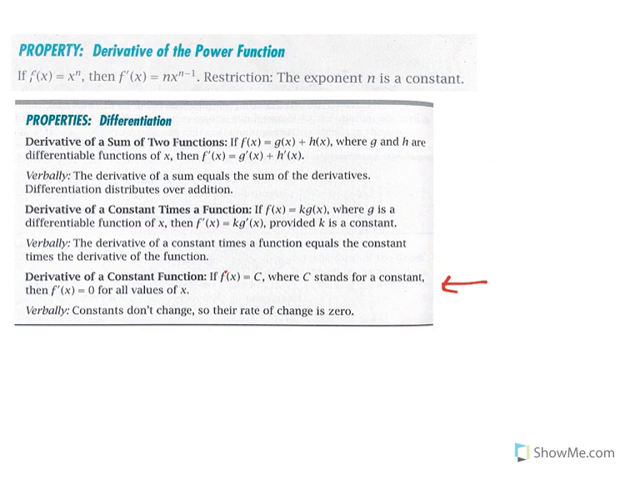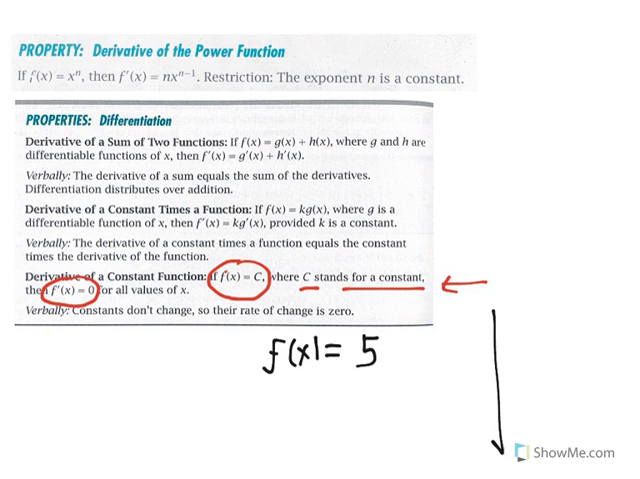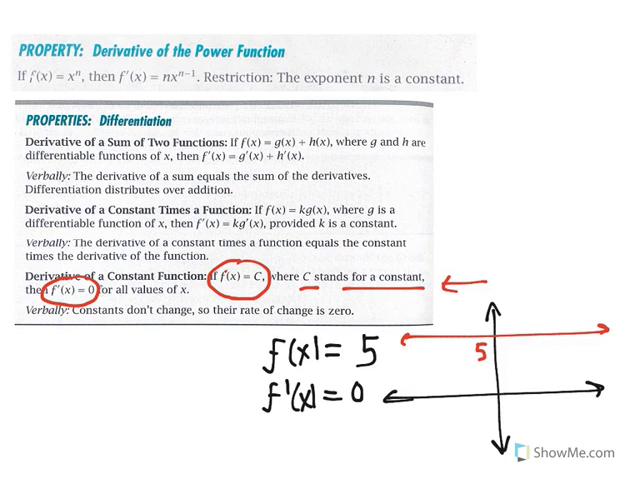Let's take a look at the third rule here, the derivative of a constant function. If f of x is equal to c, where c stands for a constant, then the derivative is equal to 0 for all values of x. And this is something that you already understood from before. If you have, for example, f of x is equal to 5, the graph of this function would be a horizontal line at y is equal to 5. And the slopes of tangent lines to this horizontal line are all 0. So f prime of x is always equal to 0. The derivative of a constant function is equal to 0.